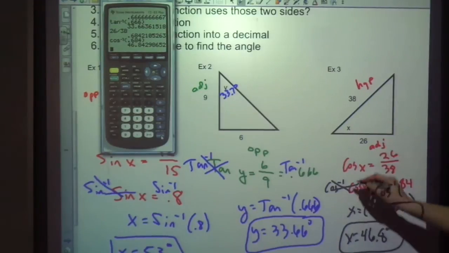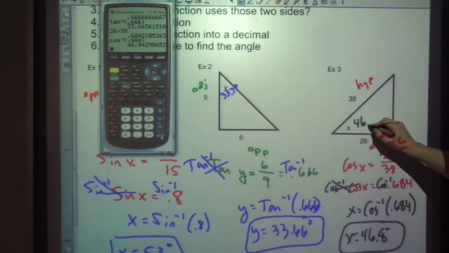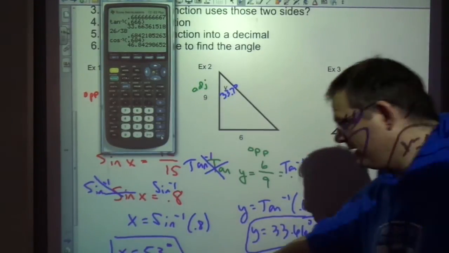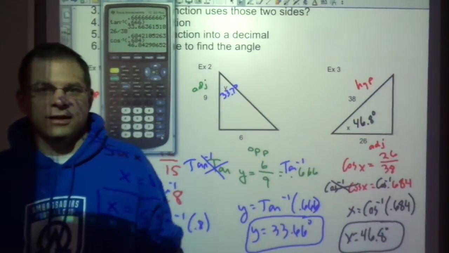So this is how we can find the missing angle if we know two sides, by using inverse sine, inverse cosine, inverse tangent.